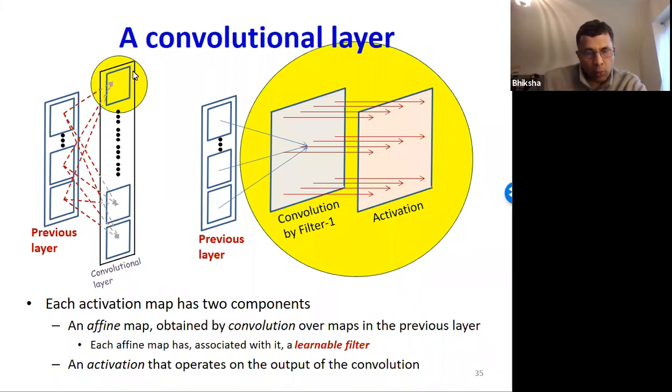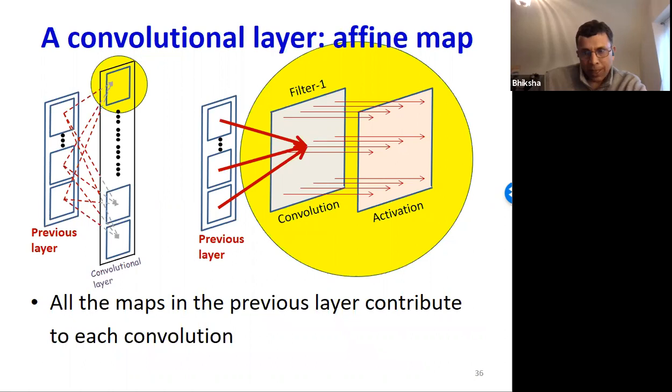So this one S-plane map has two components to it. There's the affine map, and the affine map is obtained by convolving all of these maps in the previous layer with a filter. And once we compute these affine maps, we apply an activation pointwise on these affine maps to get the final output of the layer.